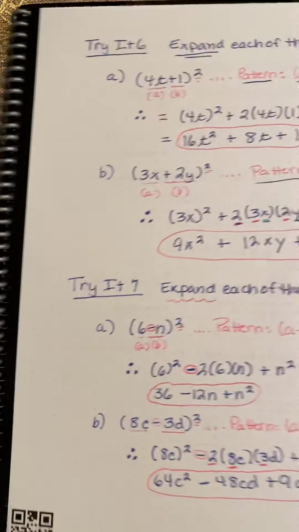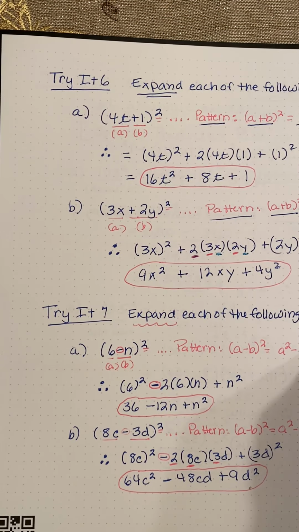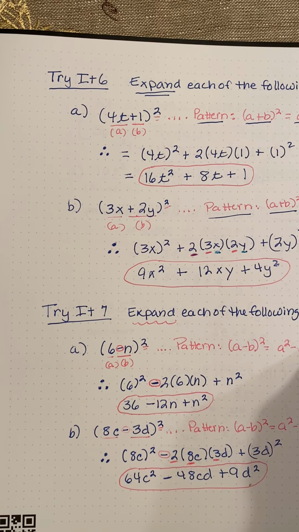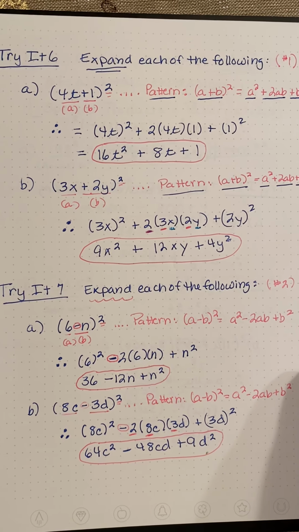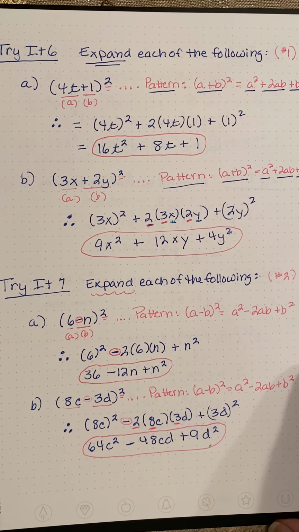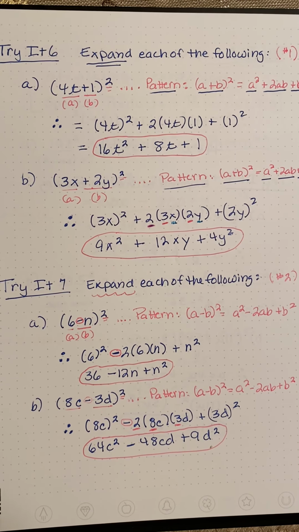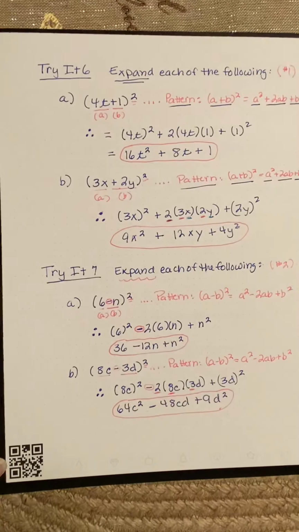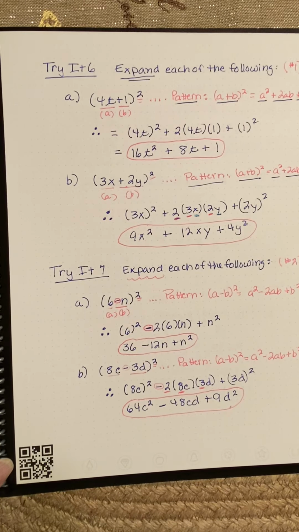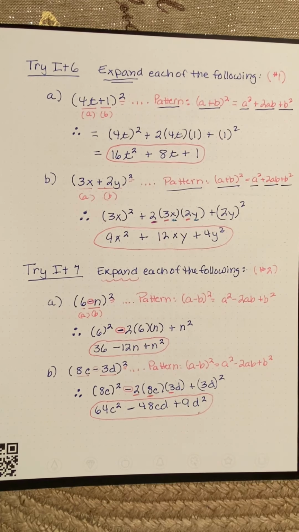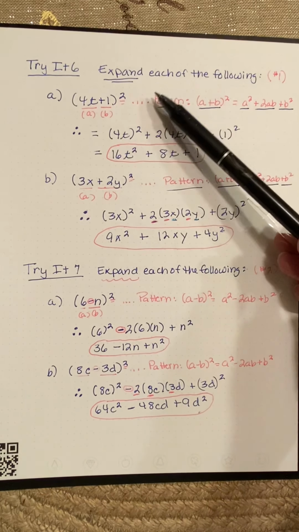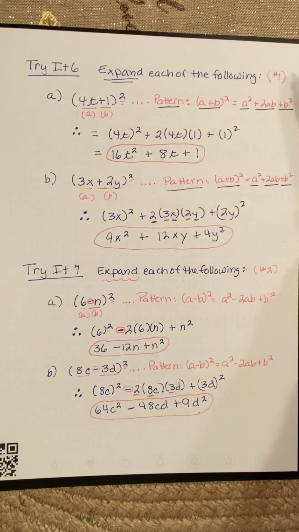So with all of that in mind, let's go to Try It 6, which is at the bottom of page 76. Get this lined up correctly. Okay, have to squeeze this in a little bit. There we go. There, I think it's all in right now. Okay, so Try It number 6 tells us to expand each of the following.